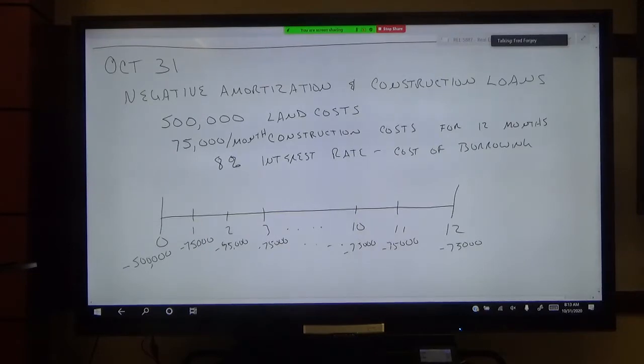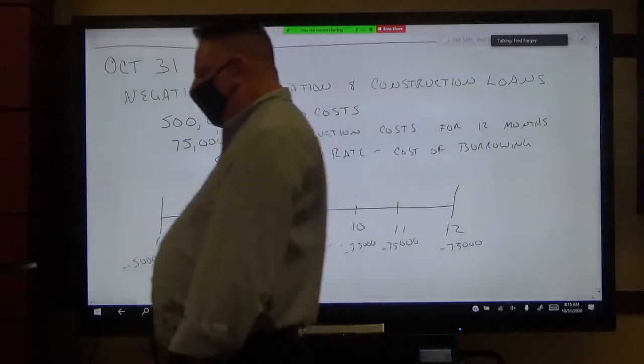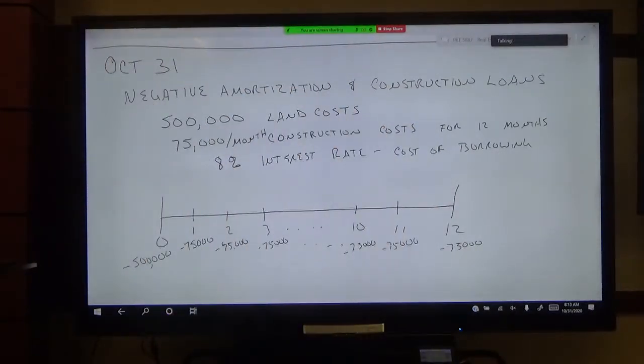Now, in this particular instance, I'm going to actually call this an ADC loan. An ADC loan is, in essence, an acquisition, development, and construction loan. All kind of rolled into one.